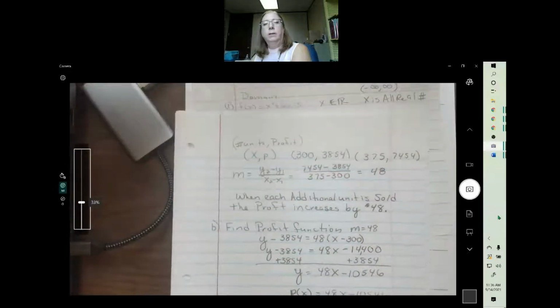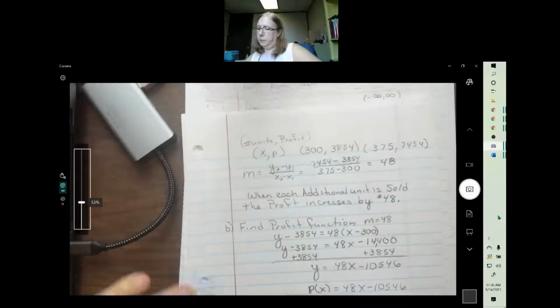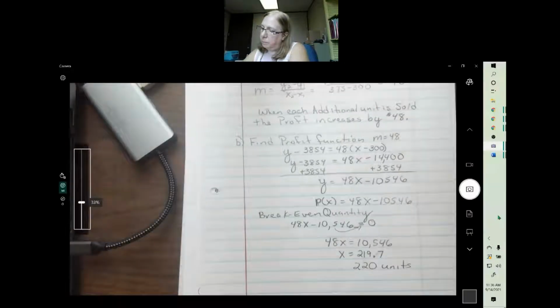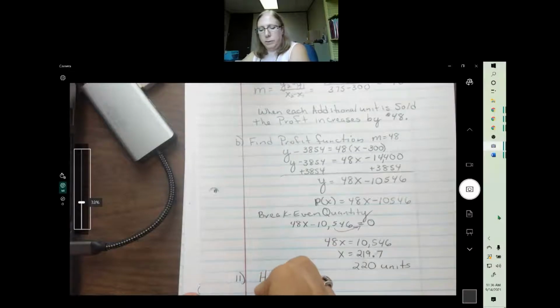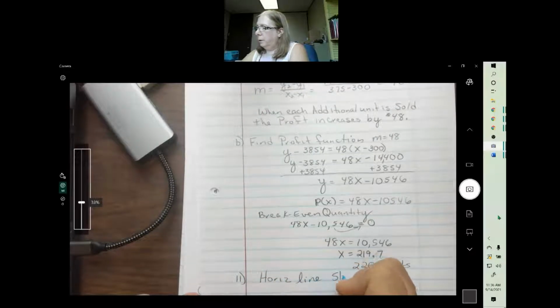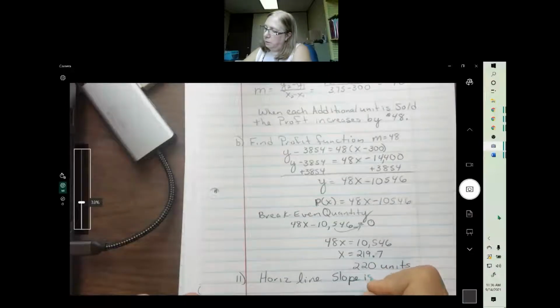The other one from this section was horizontal. It's number 11. It says horizontal line, slope is, and then vertical line.